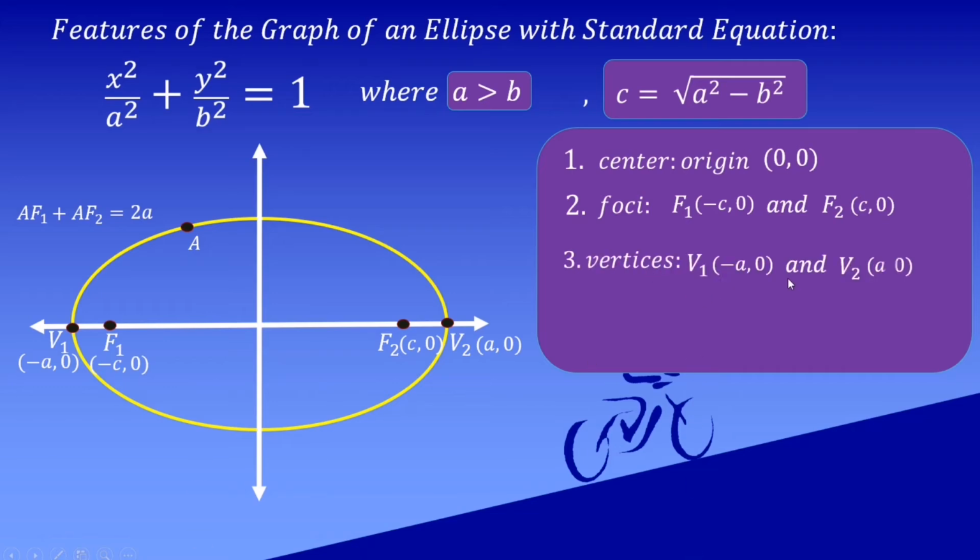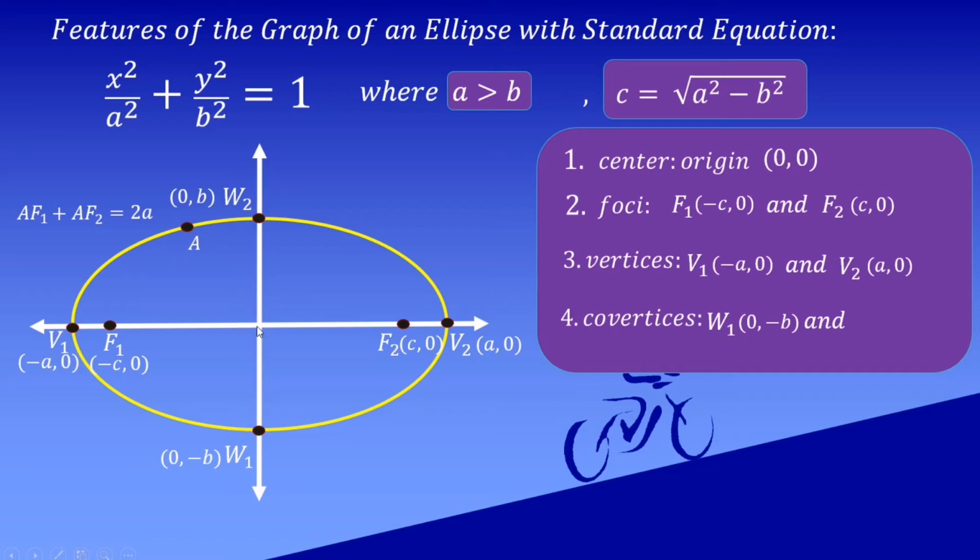So, yung ating vertices, B sub 1 and B sub 2. We have another point on the ellipse. Tinatawag itong covertices, denoted as W sub 1. The coordinate is 0 and negative B. And we have also here the W sub 2 and 0 and B.